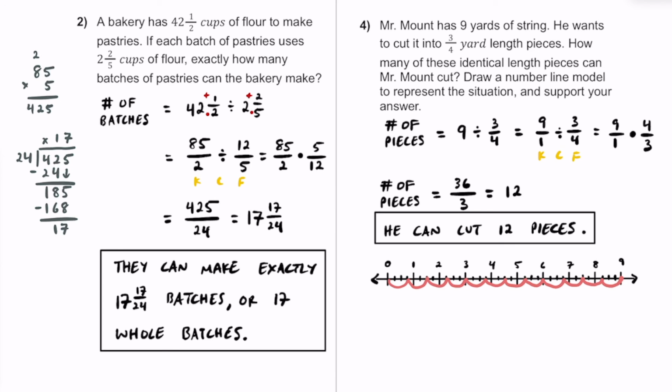So how many of these could we fit inside here? Looks like we could fit 1, 2, 3, 4, 5, 6, 7, 8, 9, 10, 11, and 12. So looks like we were able to cut 12 of these 3/4 yard length pieces. So on top, each of these numbers represented the yards. And on the bottom, these numbers represent the number of 3/4 yard length pieces of string that are going to be fitting inside of the 9 yards that we had to start with.